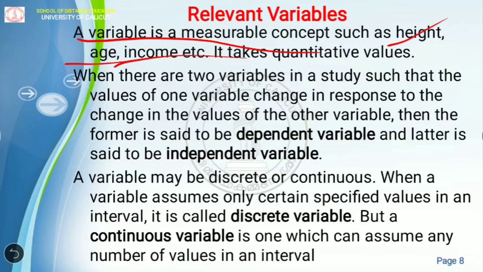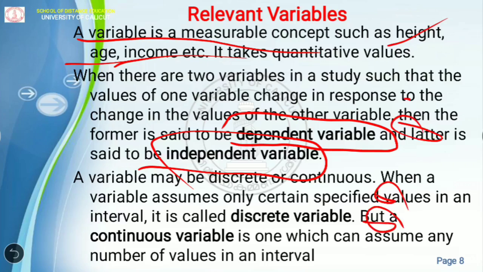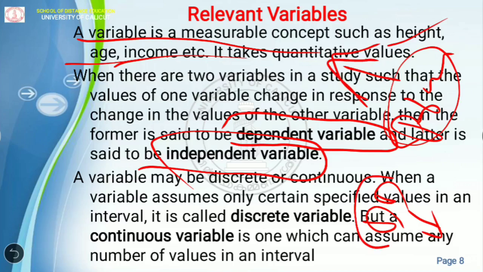Then level of satisfaction is another variable. So we have in our research two types of variables. Generally we use dependent variable and independent variable. As an example, if you are taking demand and price, if the price increases, demand decreases.